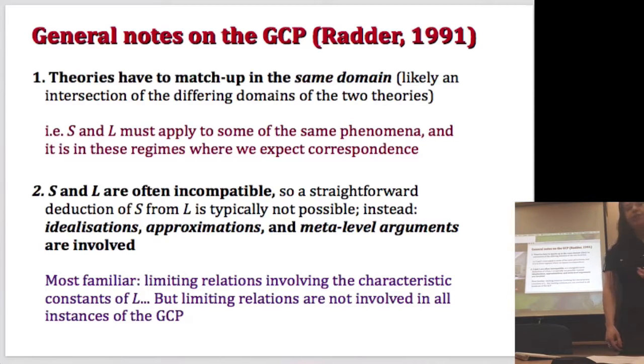And secondly, the two theories are often incompatible. So typically a straightforward deduction of the old theory from the new theory is not possible. So we employ these idealizations, approximations, meta-level arguments. Most familiar of these, of course, are limiting relations involving the characteristic constants of the new theory taken to a limit whereby they become invisible by the lights of the old theory. But these aren't involved in all correspondence relations. We don't necessarily need a limit.